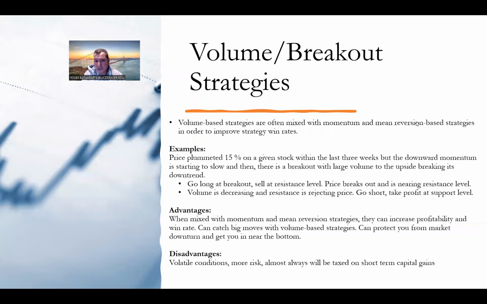Volume breakout strategy is often mixed with momentum and mean reversion. Here's an example I have for you. The advantage: when mixed with momentum and mean reversion strategies, it can increase profitability and win rate. The disadvantage: it's volatile.